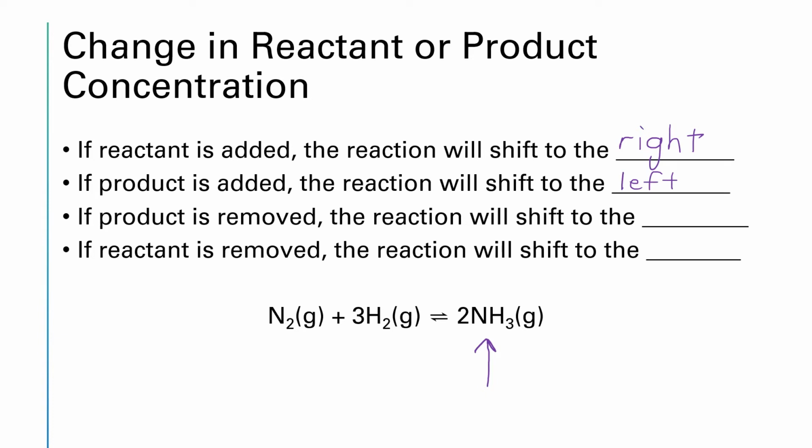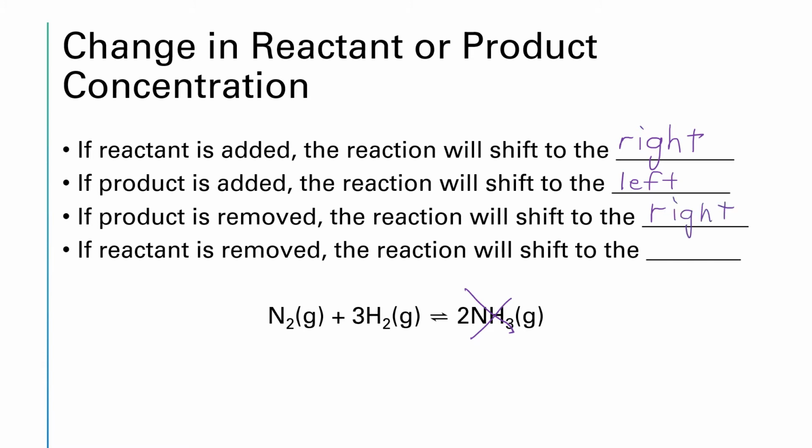Okay, let's take a look at the next one. The next one says that we are going to remove product. So that means that we're going to take away some of this ammonia. If we siphon off some of the ammonia product, then the equilibrium will go in the direction to try to replace it, which means we're going to make more product, which means the reaction will go in the forward direction, converting some nitrogen and hydrogen into ammonia, or the reaction will shift to the right.